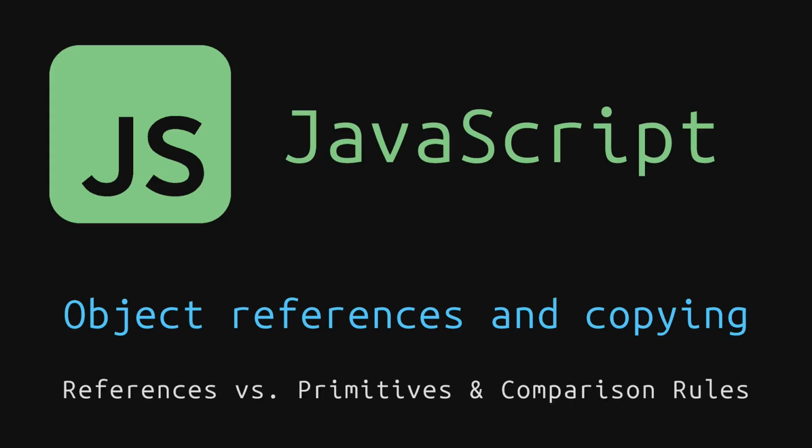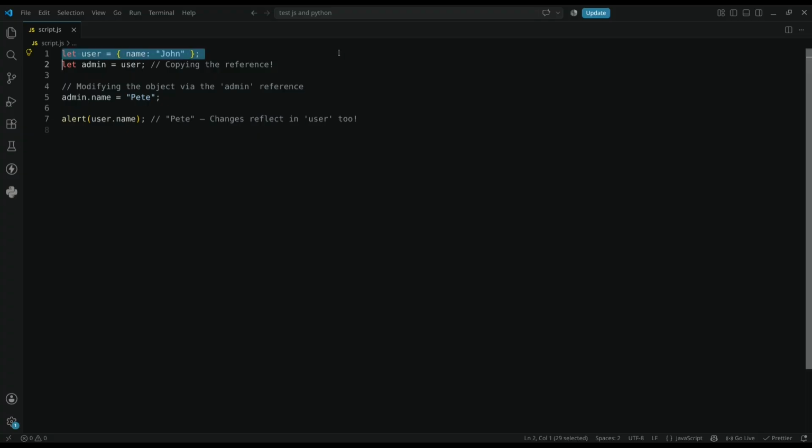Primitive values, like strings, numbers, and booleans, are always assigned and copied as a whole value, but objects are different. An object variable doesn't store the object itself. It stores a memory reference, which is like a street address pointing to where the object lives. When you copy an object variable, you are simply copying that address. Both variables now point to the exact same object in memory.